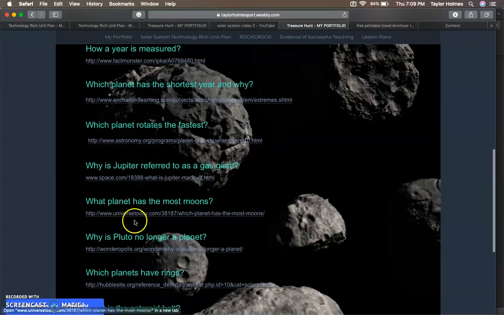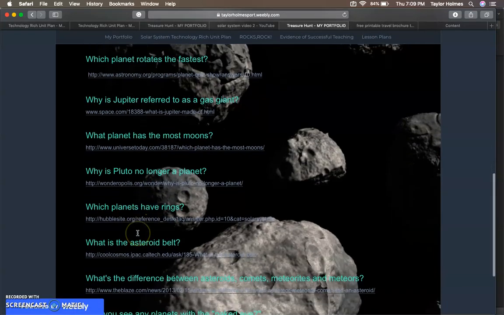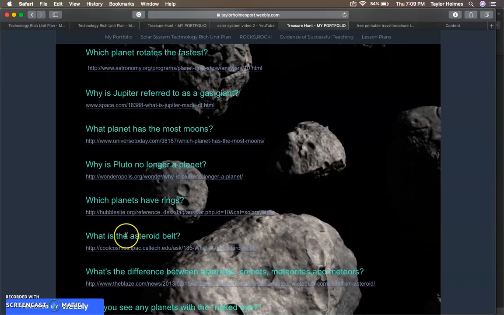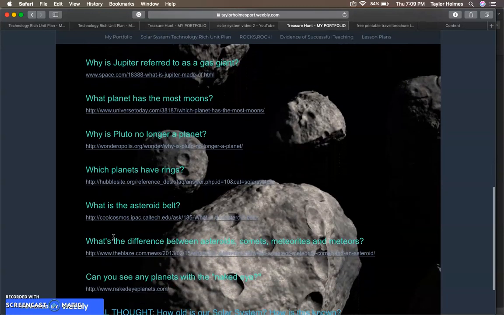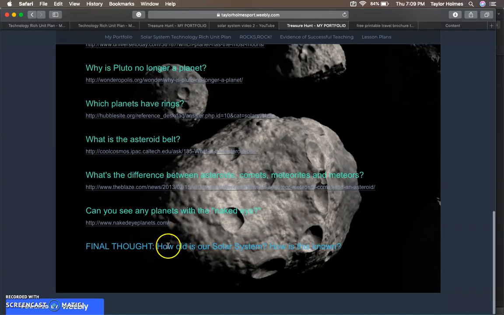What planet has the most moons? Why is Pluto no longer a planet? Which planets have rings? What is the asteroid belt? What is the difference between asteroids, comets, meteorites, and meteors? Can you see any planets with the naked eye? And finally, how old is our solar system and how is that known?